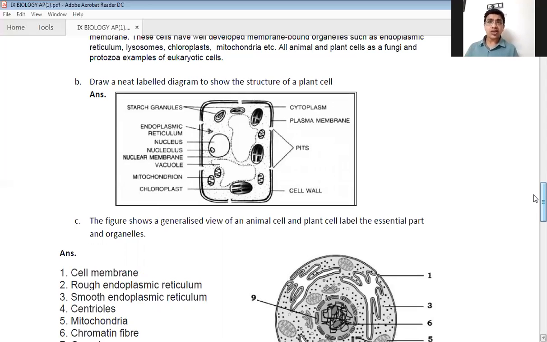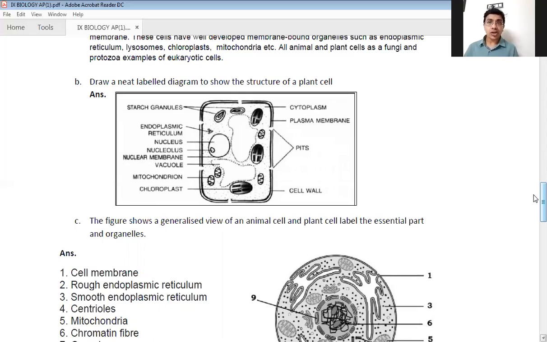So as you can see, this is a plant cell. We have mentioned the cell wall, then comes the plasma membrane, or what is known as the cell membrane, and the cytoplasm, right? Then you talk about the vacuole, nucleus, mitochondria, chloroplast. These are some important organelles which you are supposed to show in the plant cell, right?